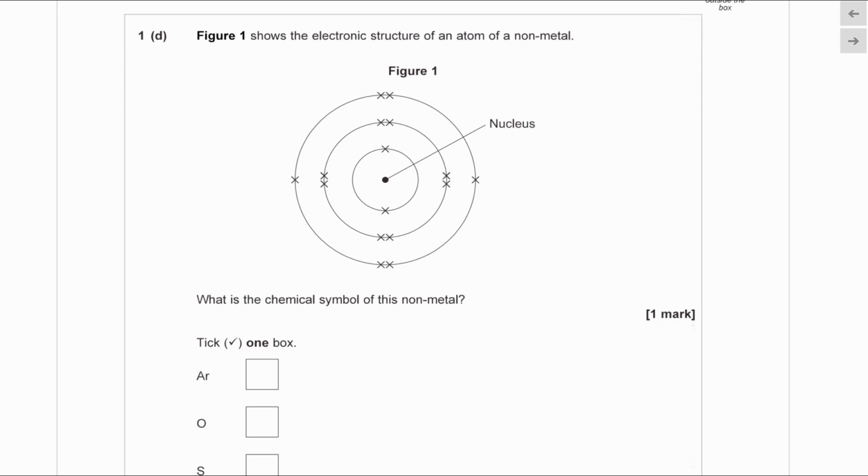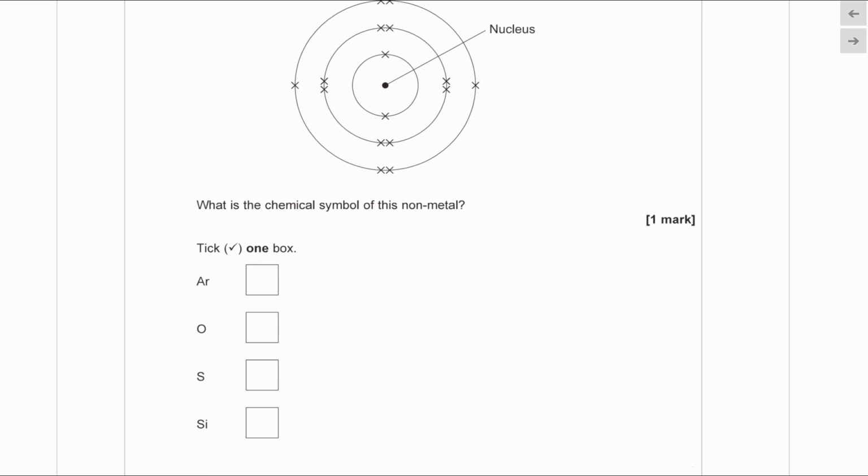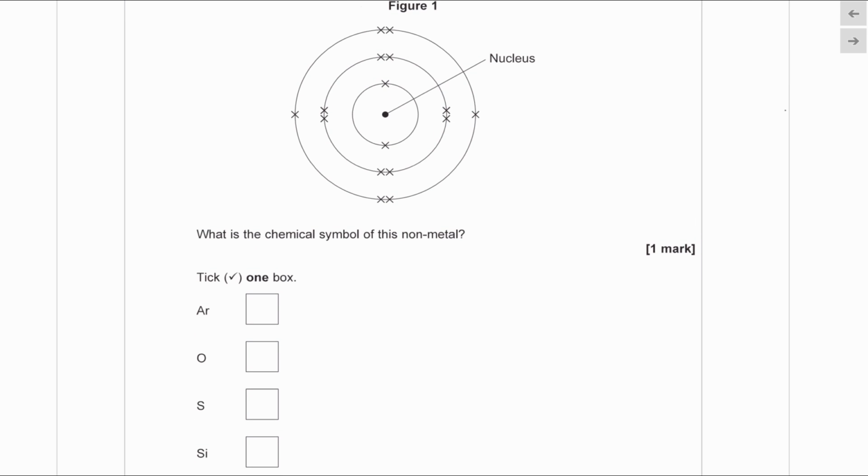So 1D. Figure 1 shows the electronic structure of an atom of a non-metal, and we're asked to tick which one that non-metal is. So what we would do is we'd look at the electronic structure of this element. Now obviously your inner 2 shells, so this one here and then this one here, they are both full. So you've got the electronic structure 2, 8, and then what is in the outer shell? Well, we have 1, 2, 3, 4, 5, 6. So it is 2, 8, 6. And so we are looking in the periodic table for something in the third period, so the third row, which is in group 6, and that is sulfur. Okay, so we're going to tick sulfur, and that is our answer.